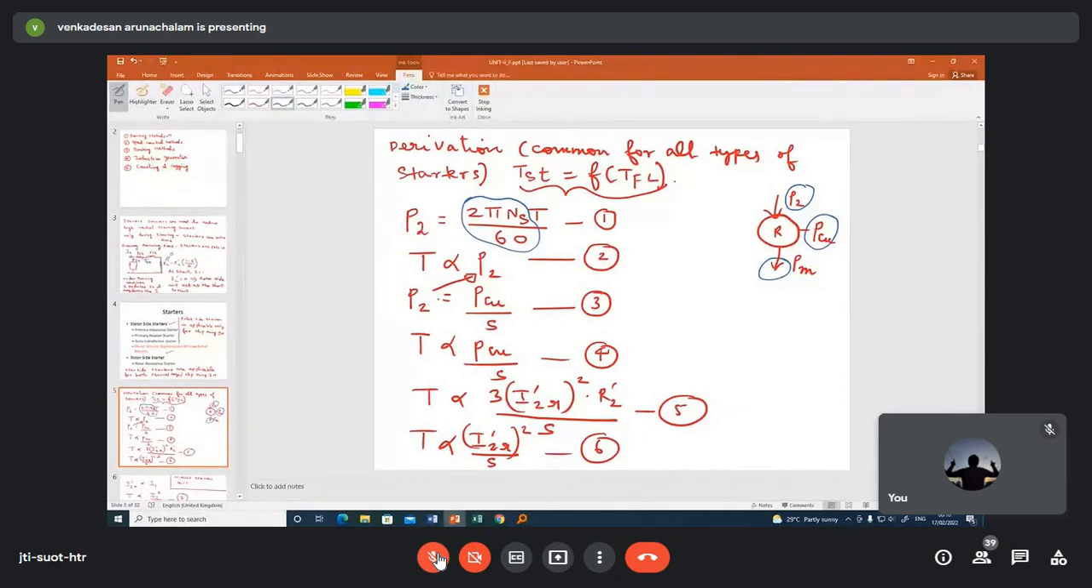And what is my P2 from the power equation? Rotor copper loss by slip. So you substitute P2 in terms of rotor copper loss by slip. Then torque is proportional to rotor copper loss by slip. What is my rotor copper loss? Please take the approximate equivalent circuit. It is 3 I2' squared times R2', that is 3 I2' the whole square into R2' divided by S. Here 3 is constant. R2' is the rotor resistance referred to the stator side, which is also constant. So torque is proportional to I2' squared divided by slip. Assume this equation as 6.